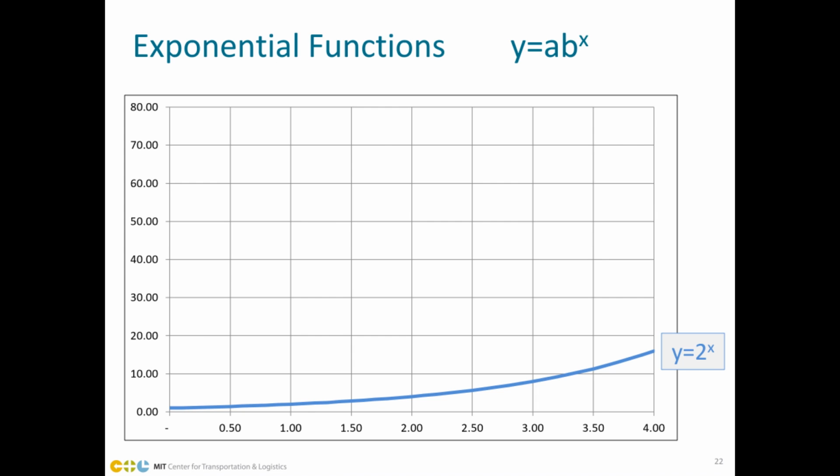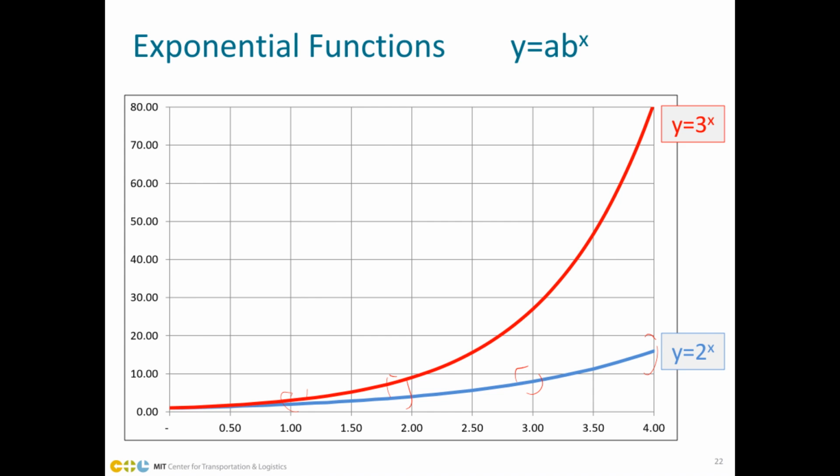And here's an example where a equals 1 and b equals 2. So 2 to the x. As the x value increases from 1 to 2, to 3, to 4, you see it increases at an increasing rate. It increases at an exponential rate, thus the name of the function.